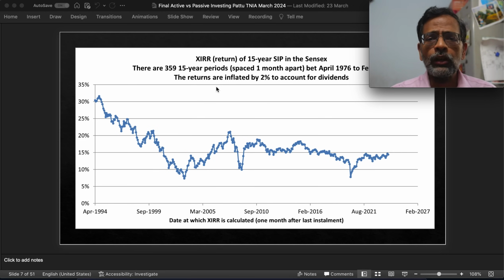And the answer to what return can I expect over 15 years is, I don't know. The honest answer is I don't know. You can expect something reasonably small, but there's no guarantee that it will be matched.